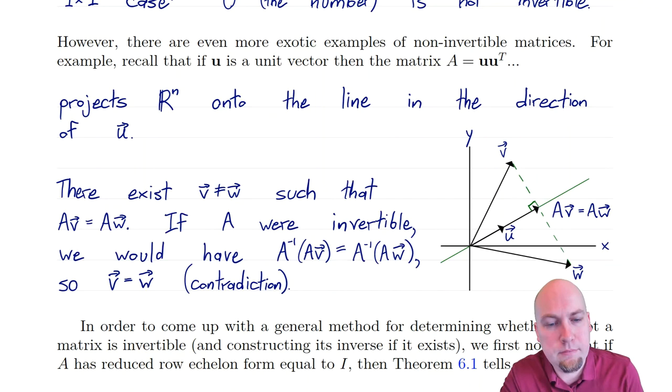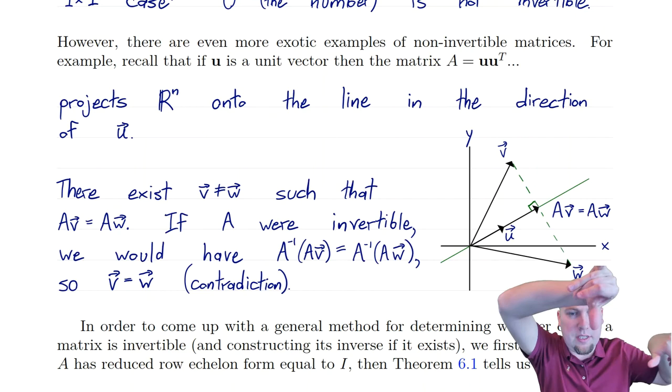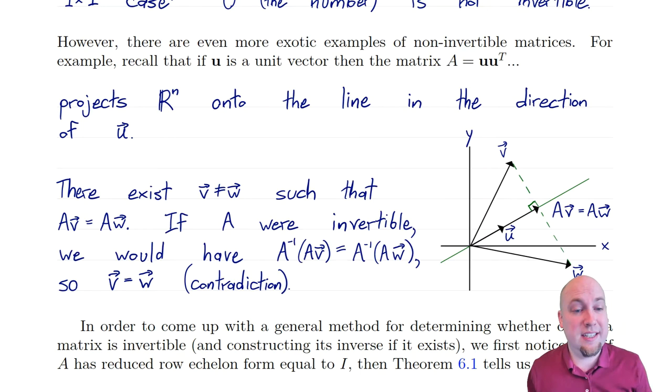But that makes no sense. I was told specifically that V does not equal W, like I found two different vectors, V and W, such that A times them is the same. Whenever that happens, the matrix is not invertible because you could do this sort of thing to show that the two input vectors had to be the same as well. All right, so these projection matrices, and actually lots of other matrices too, they're not invertible. They have no inverse, no matter how hard you look for one.